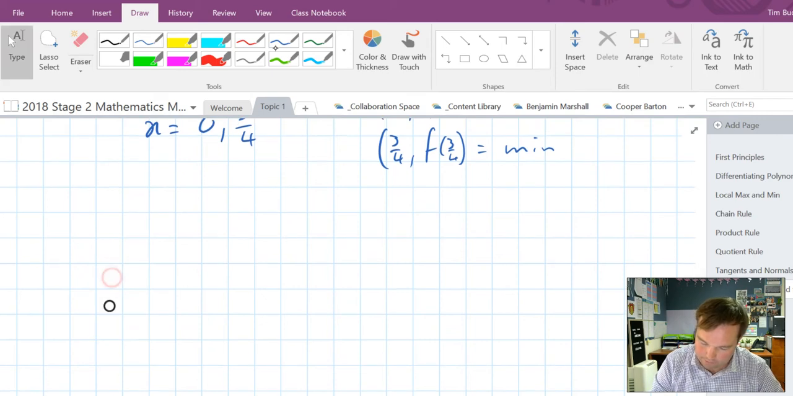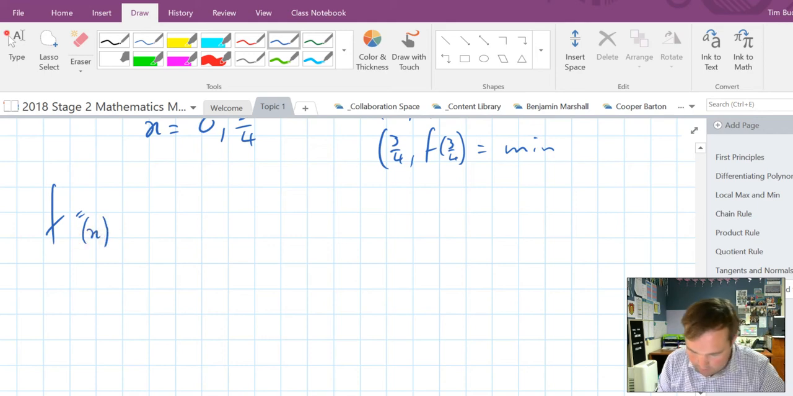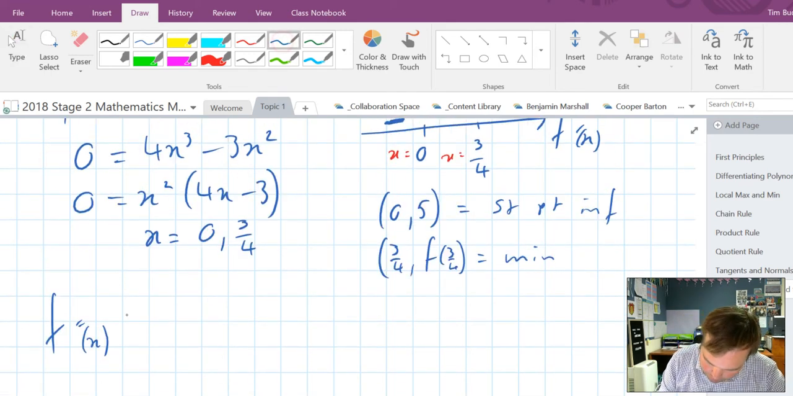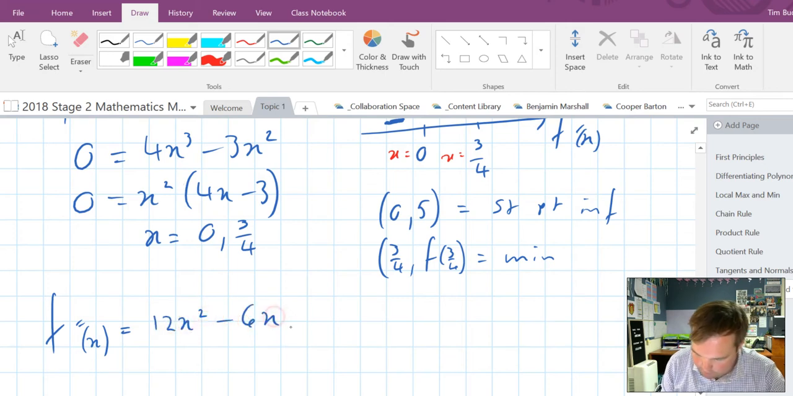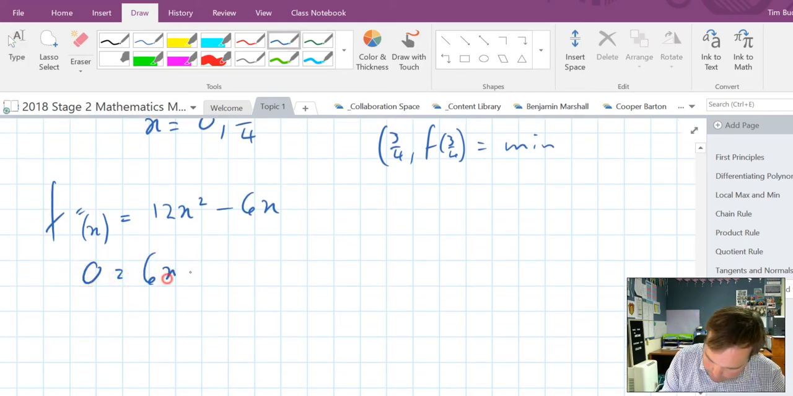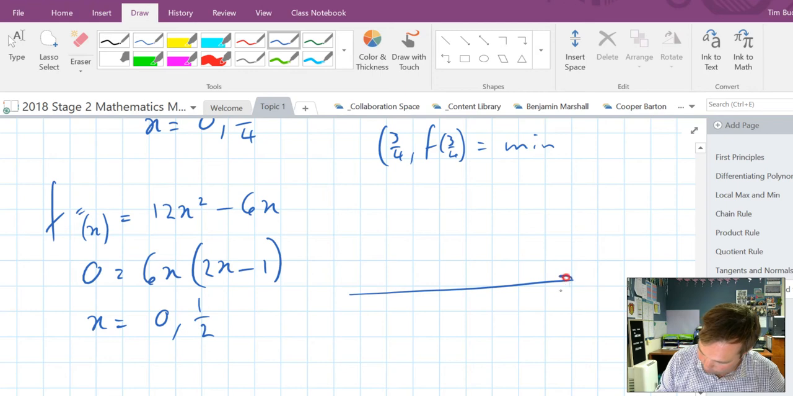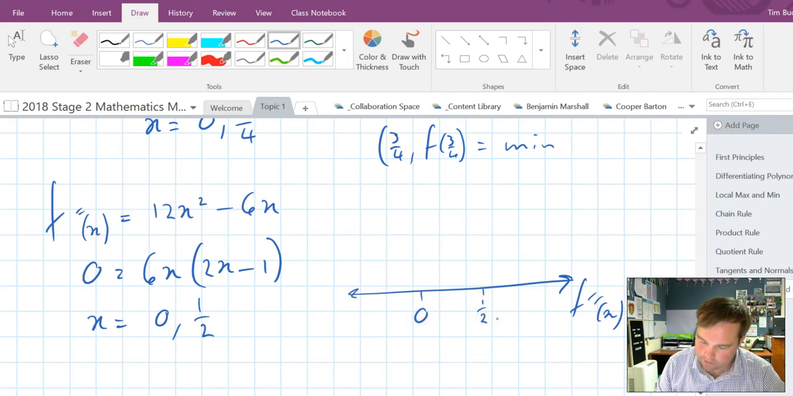Now let's consider the second derivative. The second derivative is f double dash x, and to get there we take the first derivative and do it again. So 4x cubed becomes 12x squared take 6x. Now we want to solve for where it's equal to 0 to find the critical points, so 0 equals 6x bracket 2x take 1. Our solutions for that are x equals 0 and a half.